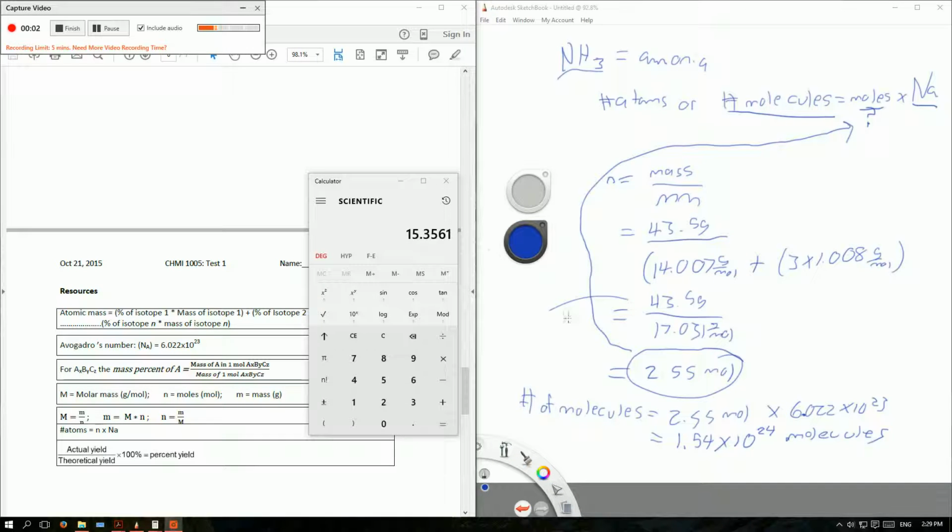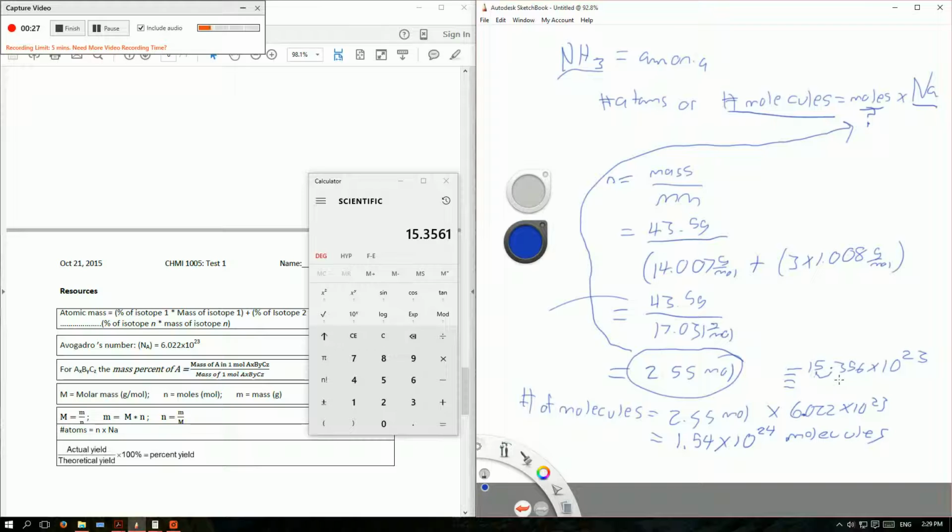This calculator on Windows doesn't do it automatically. But you could put it into scientific notation, that is. But like I said, you could just do this first part, so it would be equal to 15.3561 times 10 to the exponent 23.